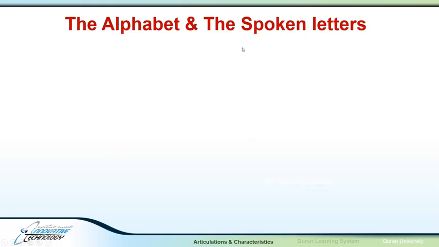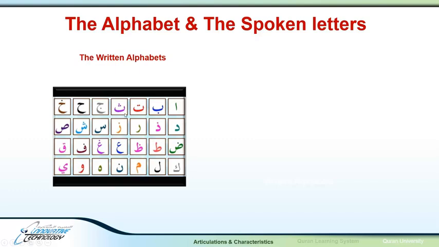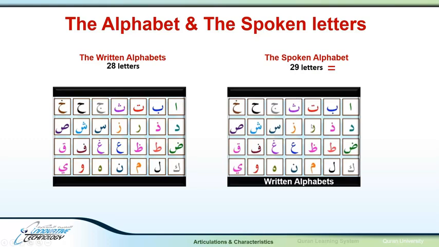In a previous lesson, we introduced the Arabic alphabet and the articulation and characteristics of its letters. We mentioned that the Arabic alphabet has 28 letters, while as we speak, the spoken alphabet has 29 letters, with one extra letter. It's primarily the written alphabet plus the Hamza, this one.